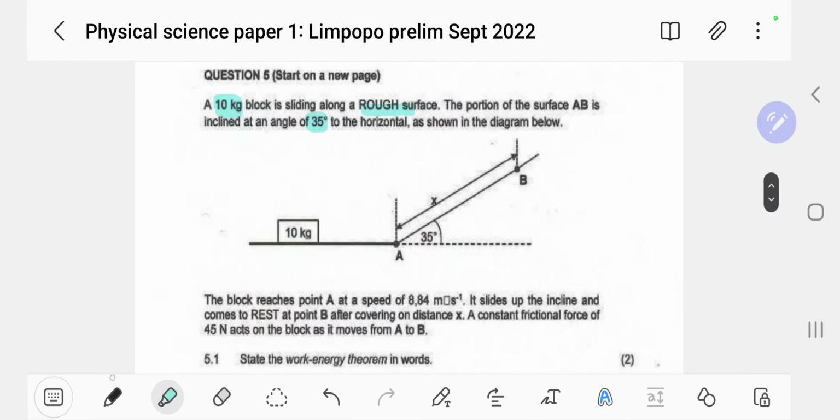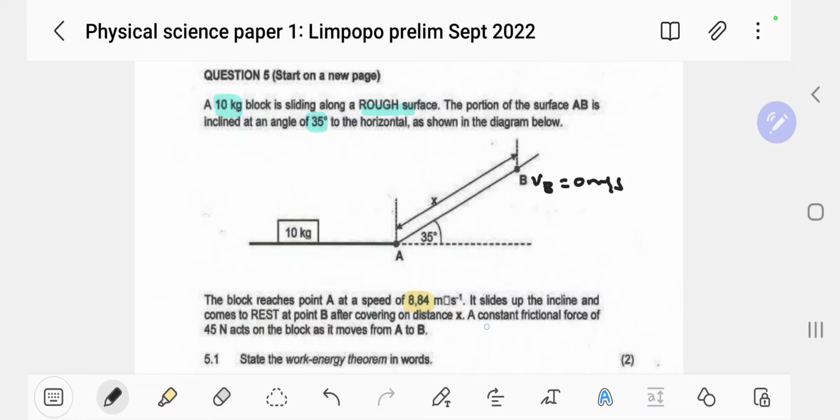Now it says the block reaches point A at a speed of 8.84 meters per second. It slides up the incline and comes to rest at point B. So at point B, if it comes to rest, we know that the velocity at B is 0 meters per second. So that is the most important part.